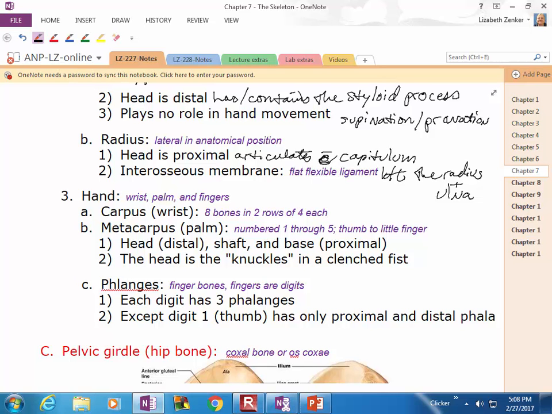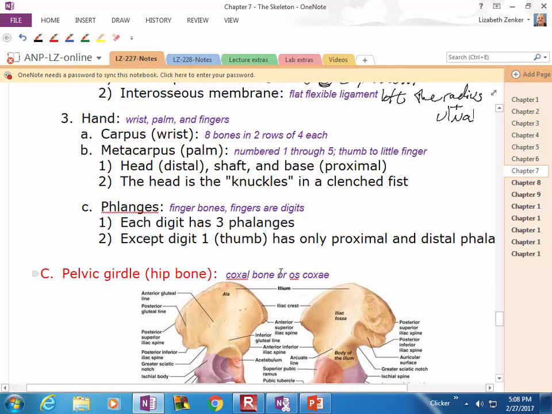If we look at the hand, this is comprised of the wrist, palm, and fingers. So if we're looking at the wrist bones or carpus bones or carpal bones, we have 8 total carpal bones, 2 rows of 4 bones each. And you don't have to know the names for lecture, you do for the bone eval in lab. But for us, just know that there are 8 bones.